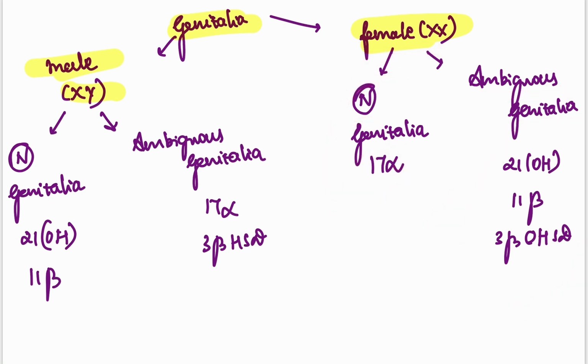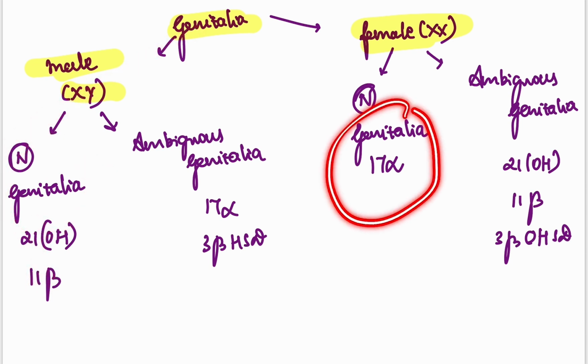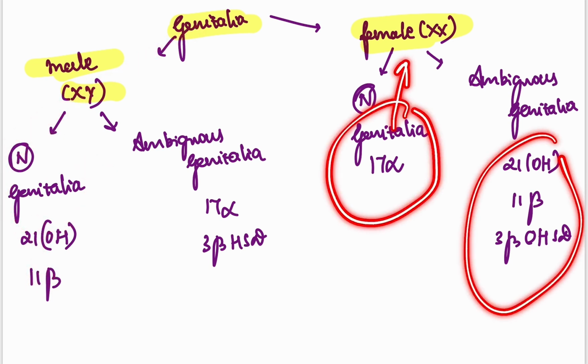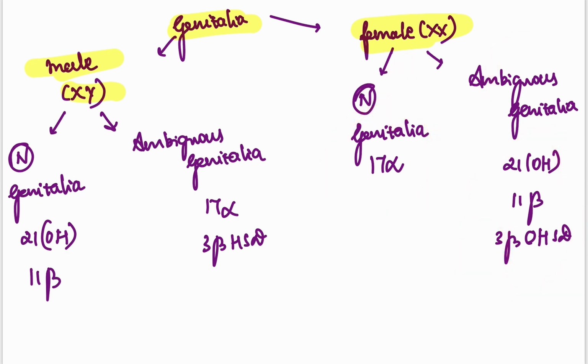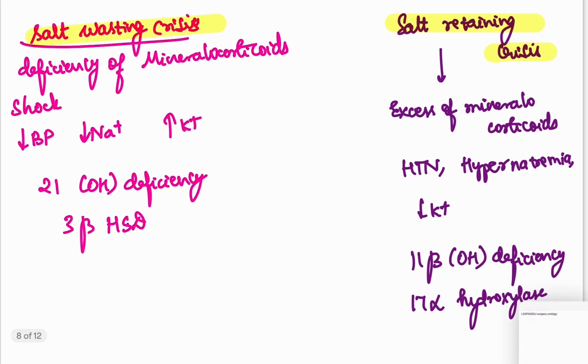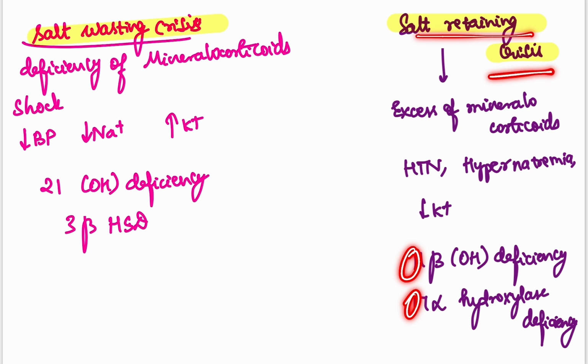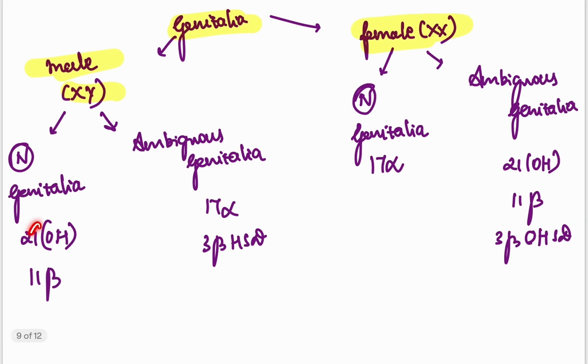In males, ambiguous genitalia is produced by 17 alpha and 3 beta HSD. So you can just remember the one which is going to end with 1 is going to produce a normal genitalia in males. In females, just remember 17 alpha gives normal genitalia, all the other enzymes give ambiguous genitalia. In males, the one which is going to end with 1 is going to give a normal genitalia. So 21 and 11. I already told you the one which is going to start with 1 is salt retaining crisis. The one which is going to end with 1 gives normal genitalia in males.